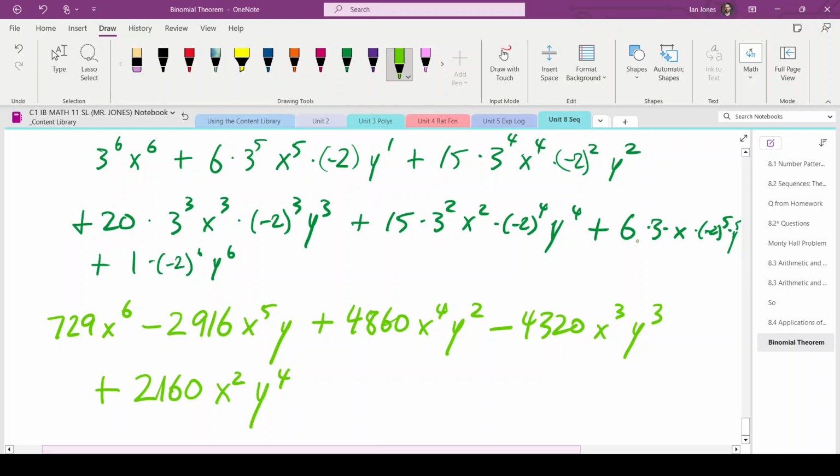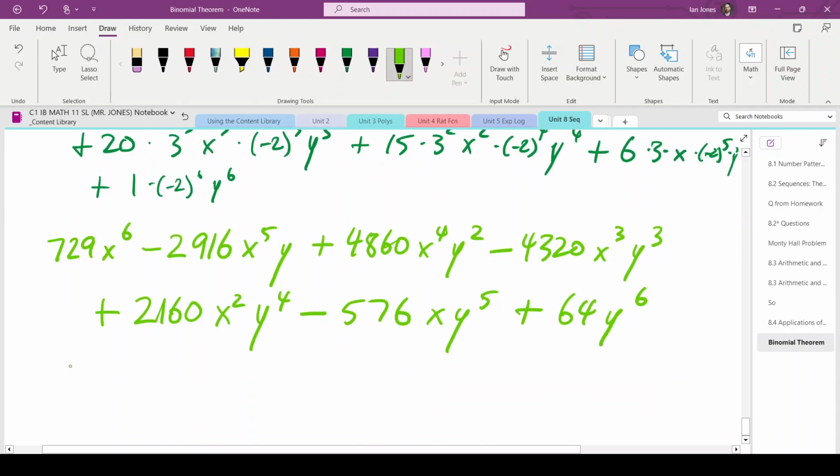And almost there. 6 times 3, that's 18. Negative 2 to the 5, that's negative 32. So it's actually a minus. We have our 32 times 18. That's going to be 576 x y to the 5. Plus, at the end, negative 2 to the positive 6. That's going to be 64 y to the 6.